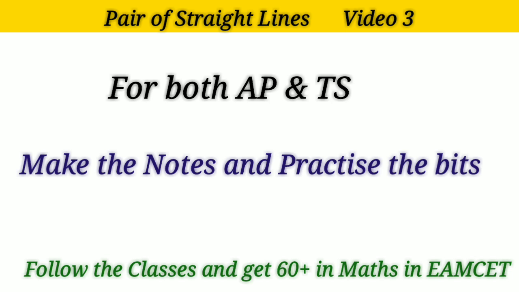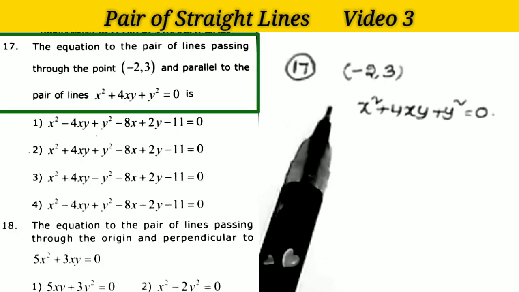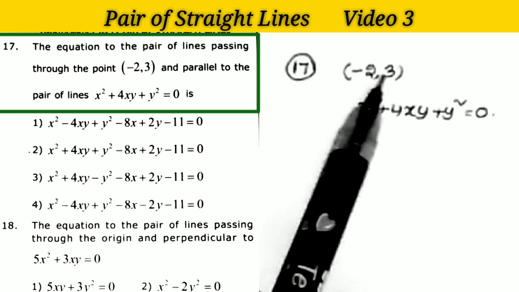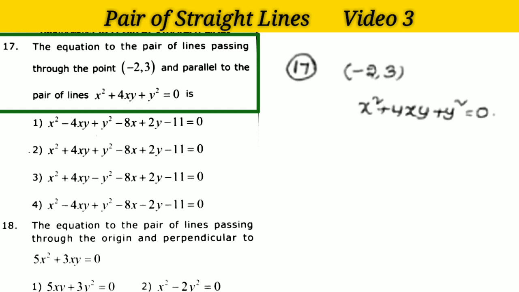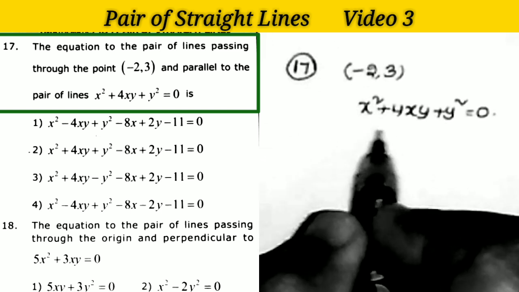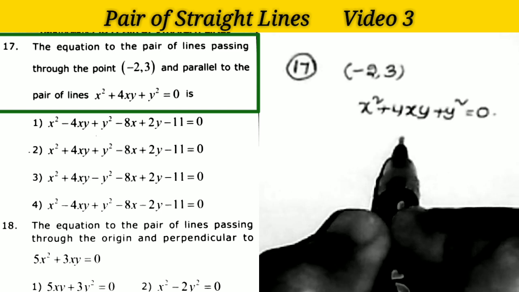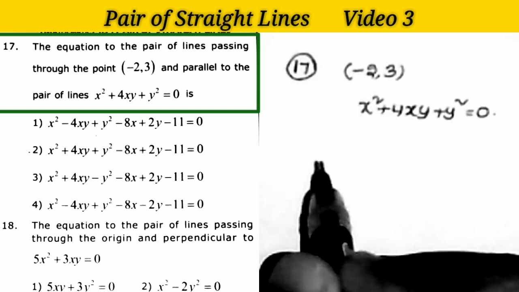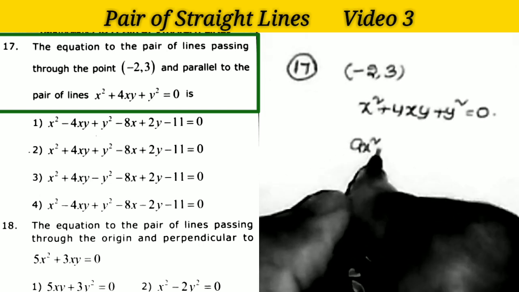Let us start the class. Now, this is sum number 17. The equation of the pair of lines passing through the point (-2, 3) and parallel to the pair of lines x square plus 4xy plus y square is equal to 0. What is the given question? The equation of the pair of lines. We want the pair of lines equation that is parallel to the given equation and passing through the point (-2, 3). So here to solve this question we have one formula.